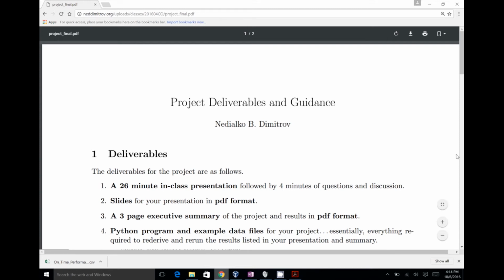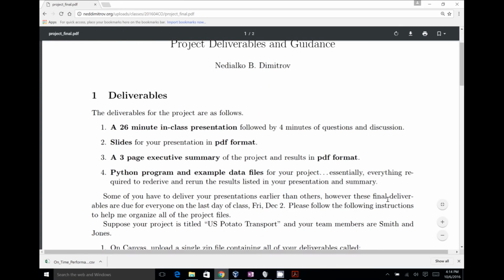So the final deliverables for the project are the following. So first, a 26-minute in-class presentation followed by 4 minutes of questions and discussion. So that means that your team is going to be in front of class presenting what you did for about 30 minutes. And in those 30 minutes, what I'm looking for is that you teach the rest of class something, okay? So think about what is new and different about your project than what we discussed in class, than what maybe other teams are doing, so that the people who are listening to you can walk out of lecture that day and think, oh, I learned that from these folks. So that's one of the main things I'm going to be looking for.